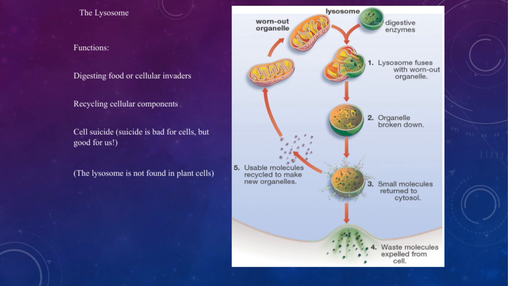Another really interesting function is its role in cell suicide, or apoptosis. While that might sound a bit harsh, it's actually a good thing. It helps keep the overall health of the organism by removing cells that are no longer functioning properly or are potentially harmful. So, in essence, lysosomes are vital for maintaining cellular health, but it's important to remember they're absent in plant cells, which use different mechanisms for similar processes. This highlights how different cell types have unique ways of taking care of their internal functions.